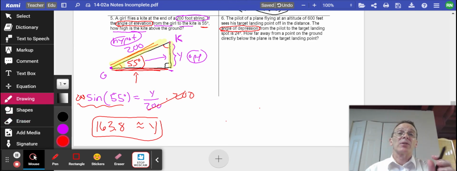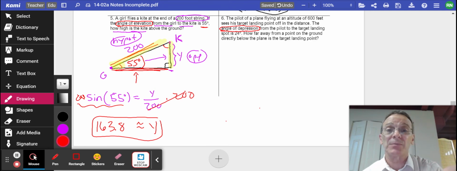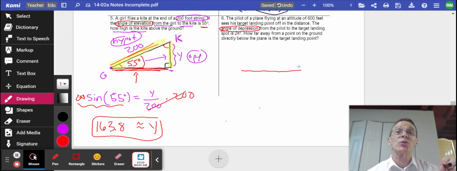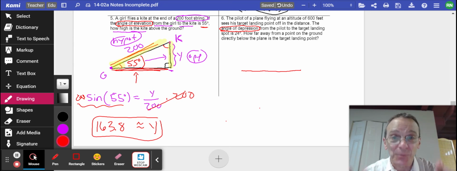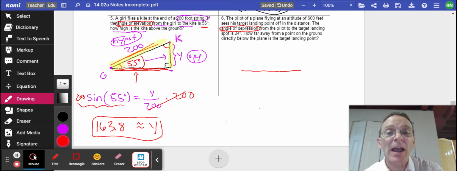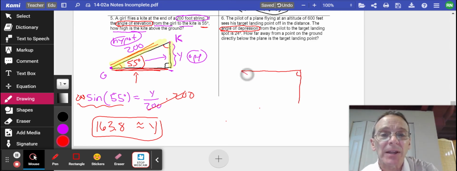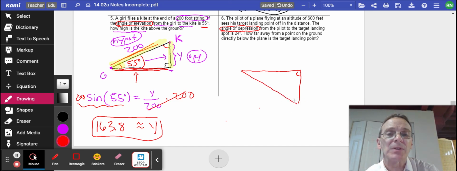Angle of depression. Whenever I see the phrase angle of elevation or angle of depression, I start drawing a right triangle with a horizontal line. But when you're depressed, you are feeling down, right? You see angle of depression, think down. And so after drawing that horizontal line, I'm going to draw a right angle that goes down instead of up for elevation. And then I'm going to connect the ends of those two legs of the triangle.